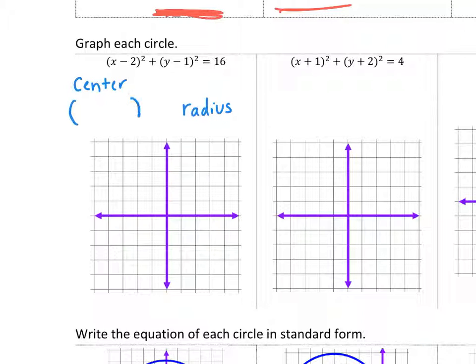So as we look at this equation, I have a 2 and a 1 for the h and the k. And then I have a 16 in for the r squared. And so my center ends up being 2, 1. And my radius is the square root of 16, which is 4. So we just have to remember how to graph. How do I graph the point 2, 1?